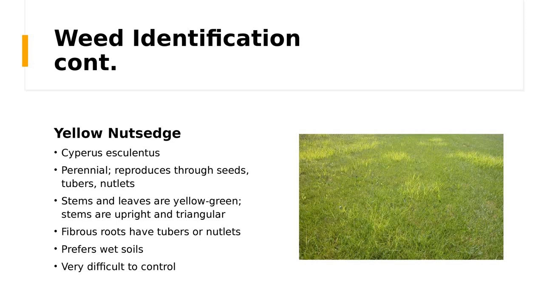But you can see the difference in color here in that grass. So you can definitely tell what is yellow nutsedge and what it's not. It's got a very unique color in a lawn.